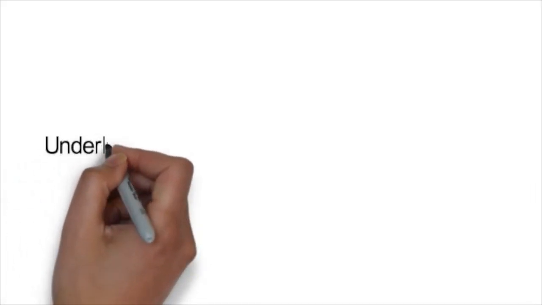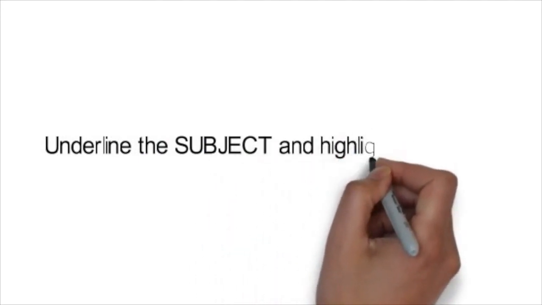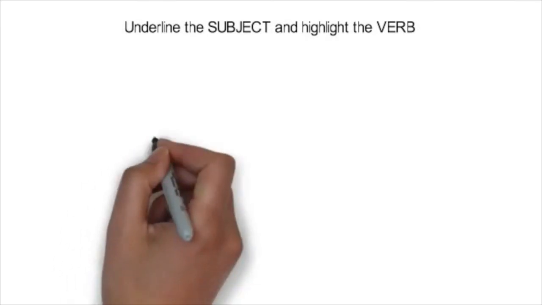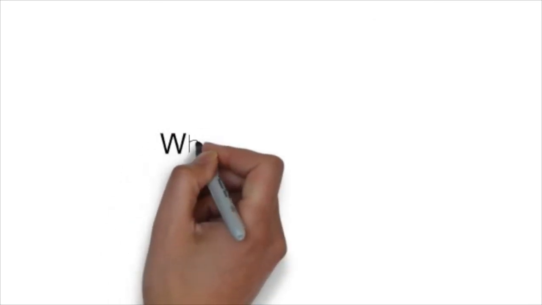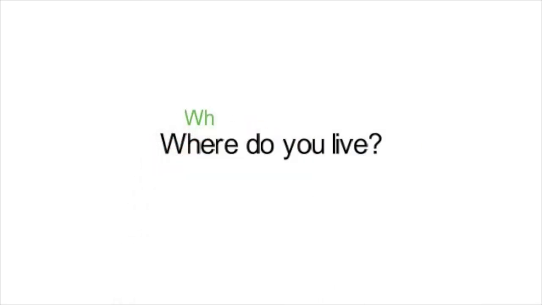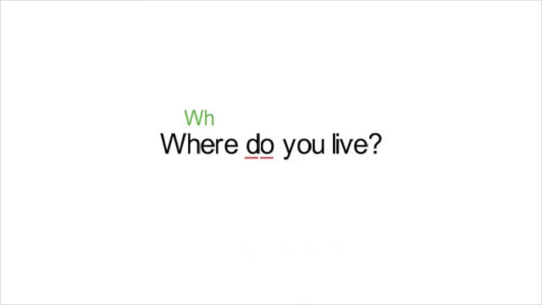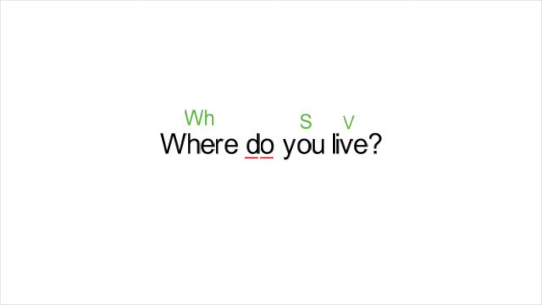Now, let's look at some specific examples. For each one, let's underline the subject and highlight the verb. Look at the sentences on your note-taking sheet. Let's work together. You will need a pen and a highlighter. Are you ready? Where do you live? Here we start the sentence with the WH question word, where, and the next word is do. Why do? Because the subject is you. Finally, we add the verb to our question. In this case, live. Where do you live?